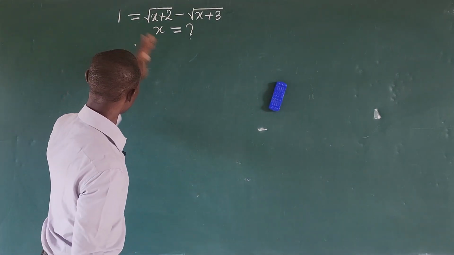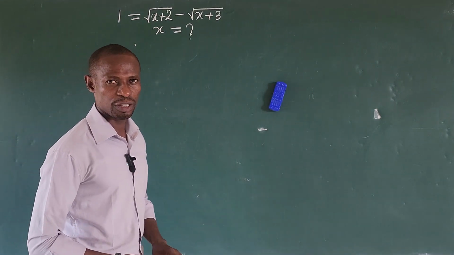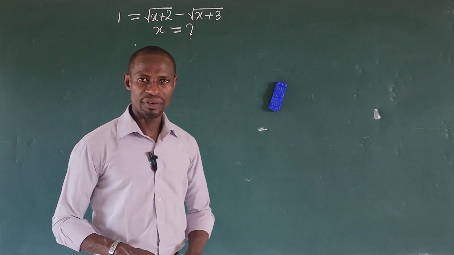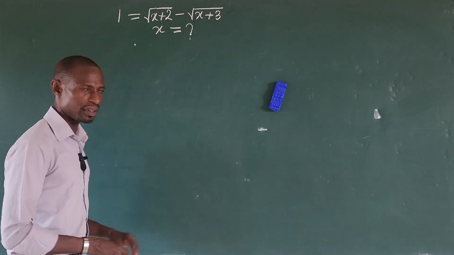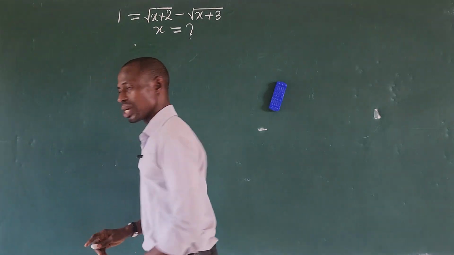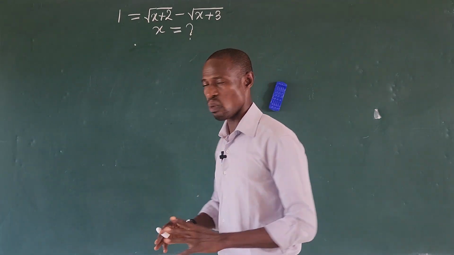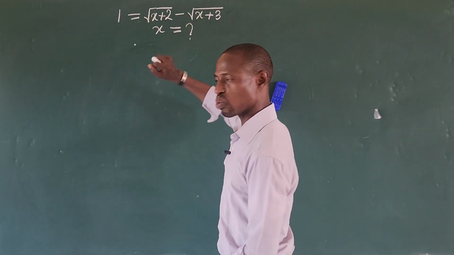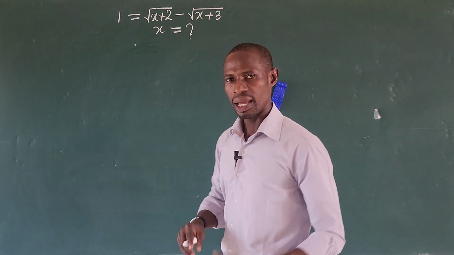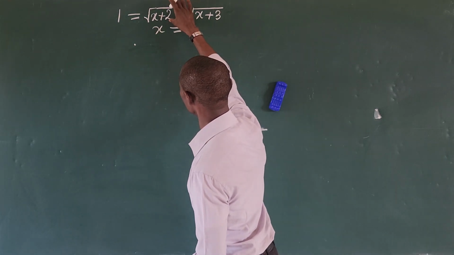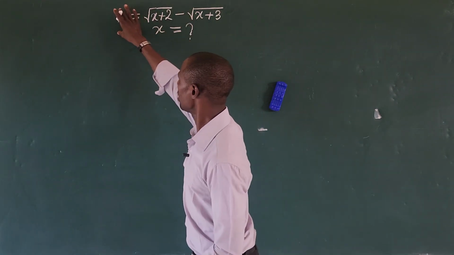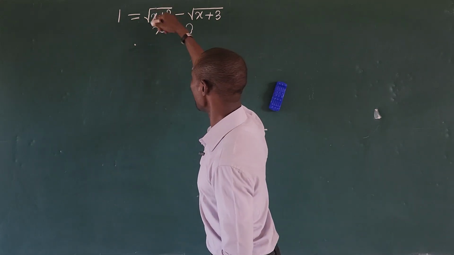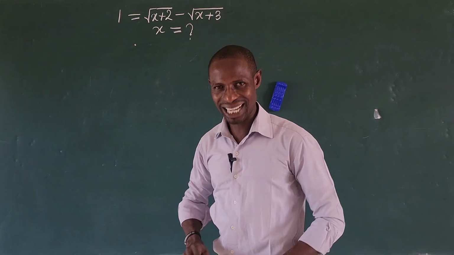So the question is just 1 equals the square root of x plus 2, minus the square root of x plus 3. What is the value of x here? So the first thing we're going to do is to square both sides of the equation. Why are we squaring both sides? Because this radical is a square root, so we take the opposite of it. Now, some persons in solving would as well move this to this side or that to that side, but we're not doing that. We want to square both sides directly.